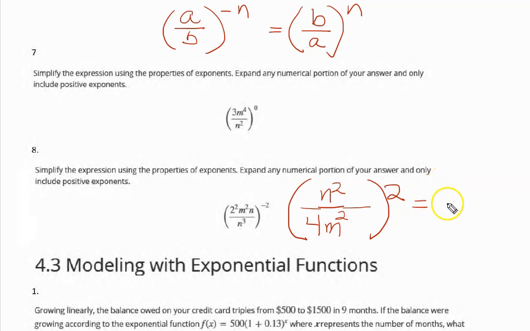All right, I'll give you a moment, see what you get. All right, this is going to be n to the fourth. Now when we square 4, we get 16. M to the fourth. Okay, so this was a rather short lesson 2. And shortly we'll be going on to 4.3.